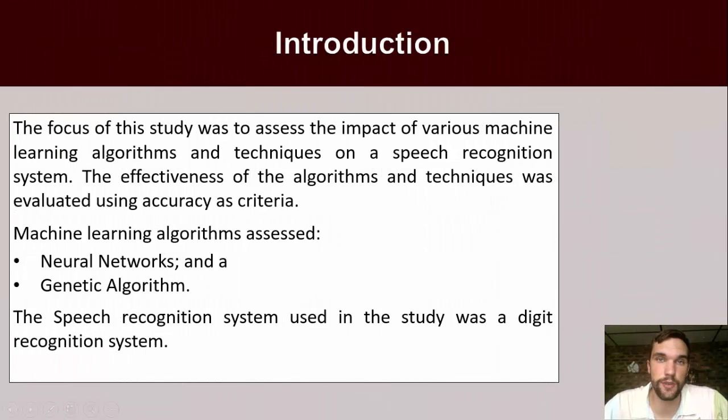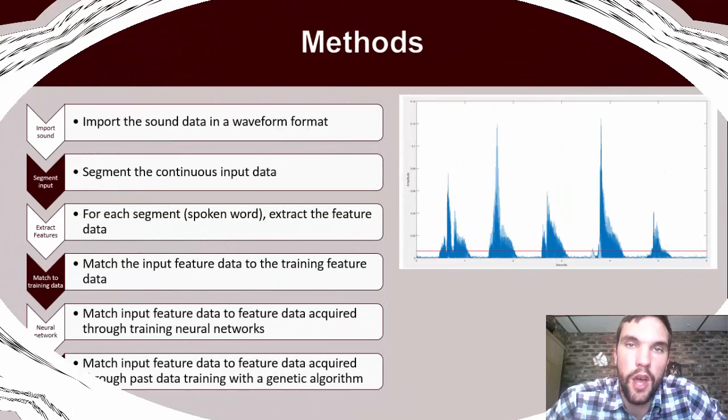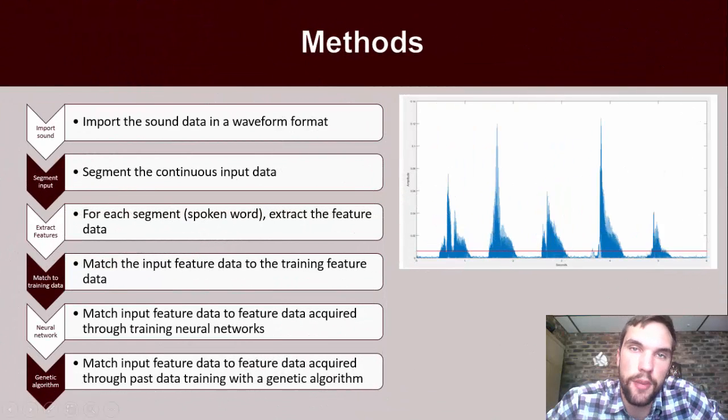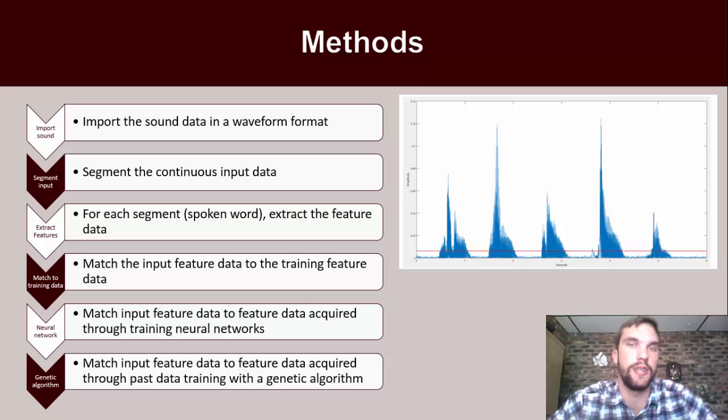The focus of the study was to assess the impact of machine learning algorithms on a speech recognition system. The system I developed was a digit recognition system, and the machine learning algorithms assessed were two neural networks and a genetic algorithm. Okay, so here we have a flow diagram describing the methods used by the program in order to successfully recognize the spoken digits.